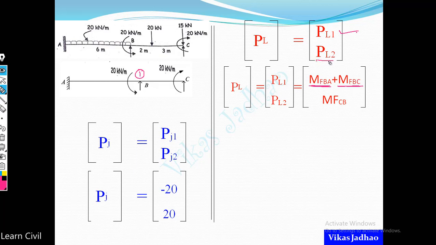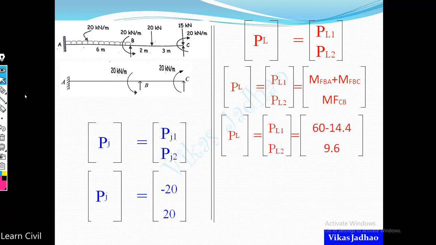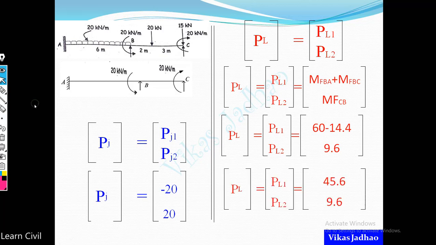And this PL2 is the sum of all the fixed moments of all the members meeting at coordinate number 2 or at joint C. So we get here MFCB. Just put the values here. So we get PL matrix is equal to 60 minus 14 and 9.6. So finally we get PL matrix is equal to 45.6 and 9.6.